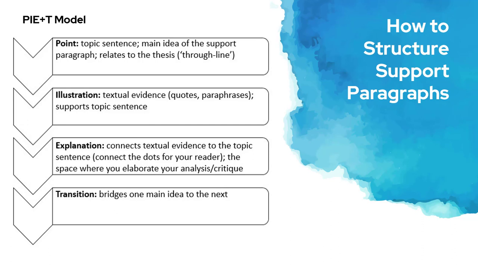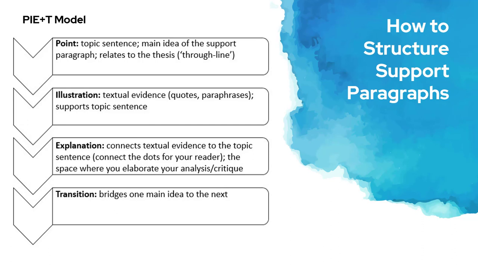After you've provided sufficient textual evidence, you'll want to take the time to explain the connection between the textual evidence and your topic sentence. And this stage is very important. You need to connect the dots for your reader. You need to hold their hand through your close reading of your chapter. Don't leave anything up for the reader's assumption. This is the section of your support paragraph where you should really be driving home and elaborating your own analysis and critique.